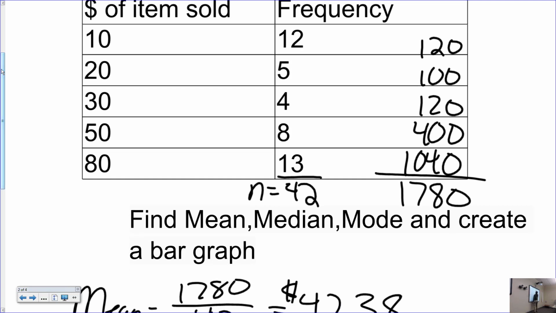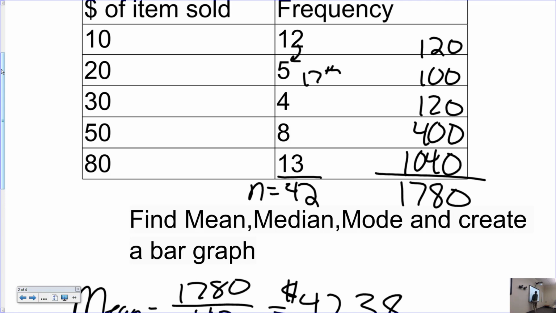What are the first 12 numbers? 10. What's 12 plus 5? So the 17th number is the last 20. When we have it set up like this and we're looking for the median, is it always going to be the middle one and the one above it? Yes, always the middle and the one right past it. Okay.